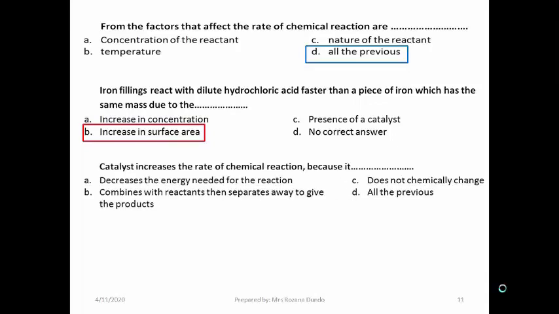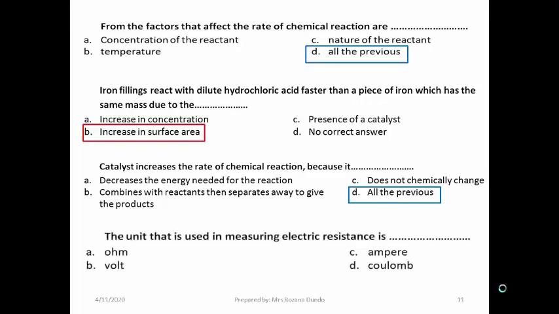Catalysts increase the rate of chemical reaction because they decrease the energy needed for the reaction, combine with reactants, then separate away to give the products, and do not chemically change, or all the previous. All the previous is the right answer.